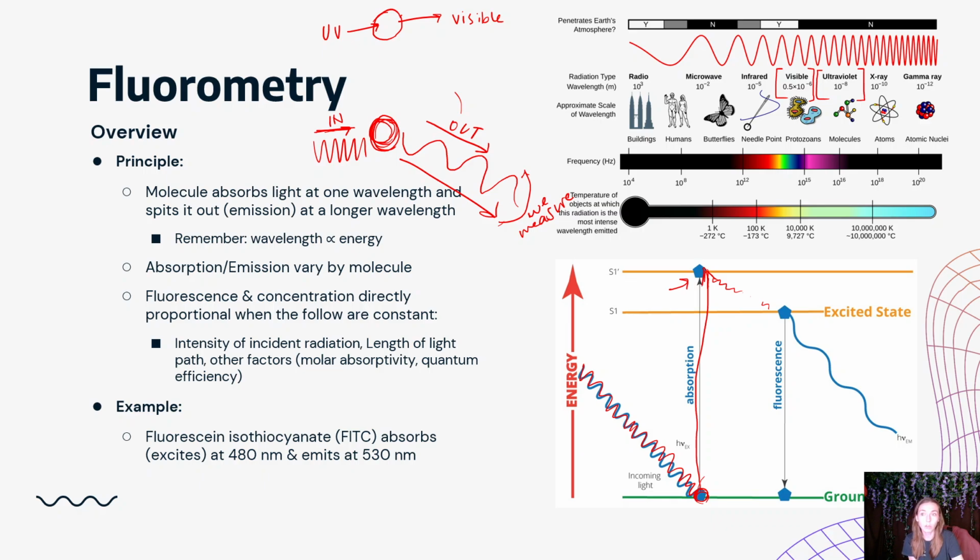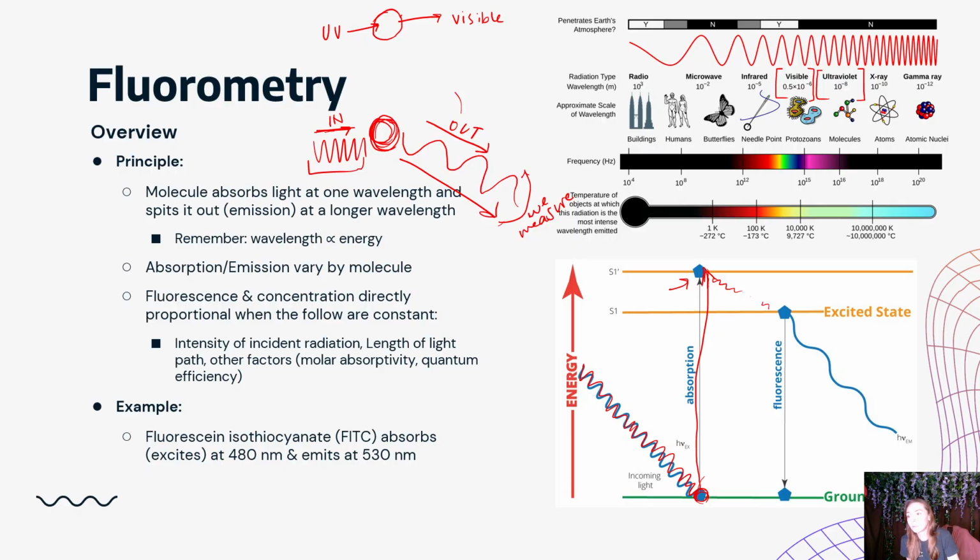Now, there are things that you have to keep in mind for those things to actually be directly proportional. First and foremost, the intensity of incident radiation. So how strong, how intense is the initial light that we put in to this situation? What is the length of the light path? The longer the light path, the more chance that you have for that wavelength to get longer and lose its frequency. Other things like molar absorptivity can impact this, and quantum efficiency can impact this. All that you really need to know there is just that there are things that can impact it, okay?